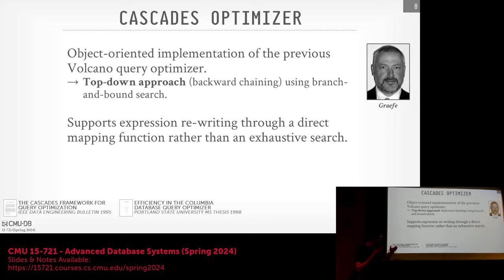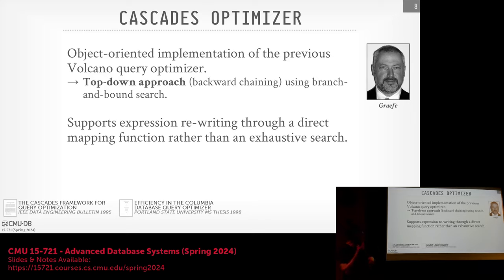It's very heavy-handed on object-oriented programming because that was the hot thing in the late 80s, early 90s. And then as far as I know, he didn't actually implement it except for being involved in a master's thesis a few years later at Portland State. But then Microsoft hired him to go build their new query optimizer because they were rewriting everything from their fork of Sybase. And that's why, again, Microsoft famously is using Cascades.